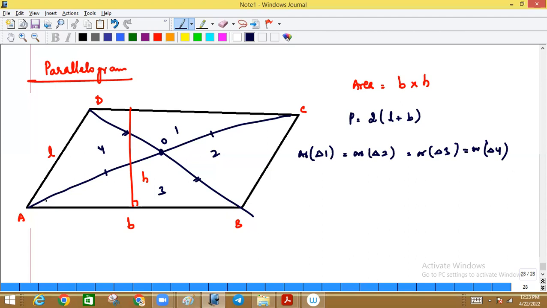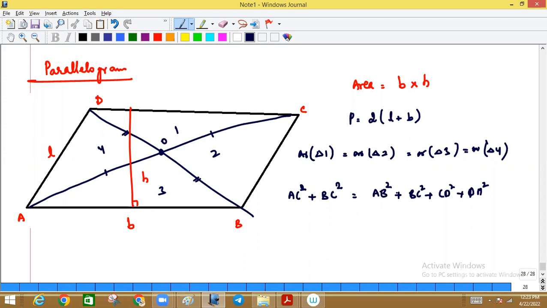One more thing, you can say the square of diagonals. AC square plus BD square. Sum of squares of diagonals is sum of squares of sides: AB square plus BC square plus CD square plus DA square. Understood? Okay. Sum of squares of diagonals is same as sum of squares of sides.